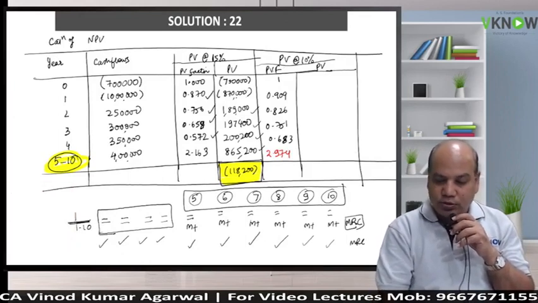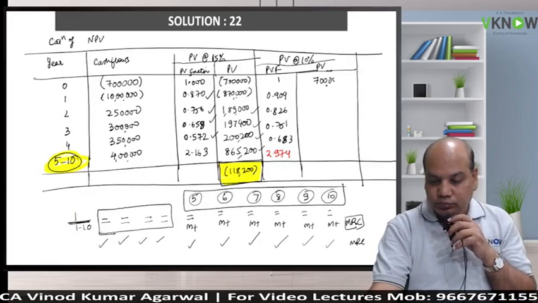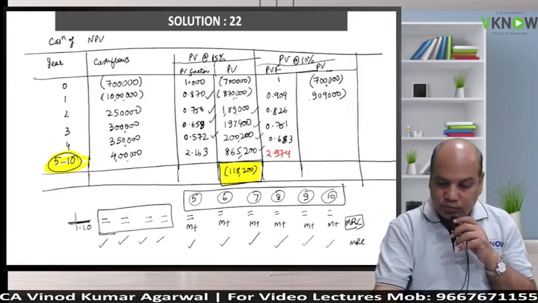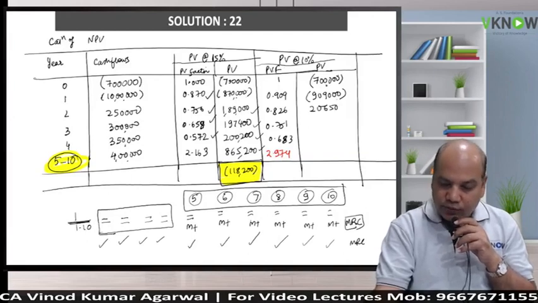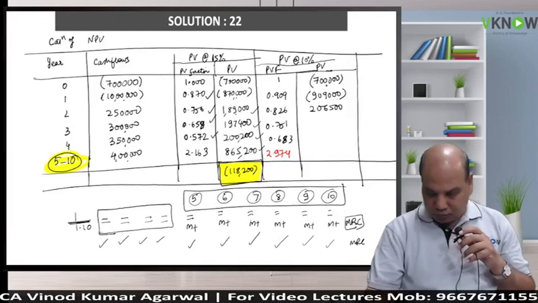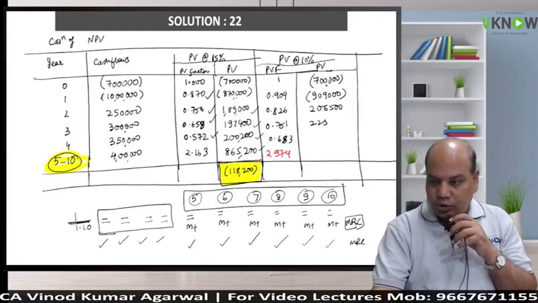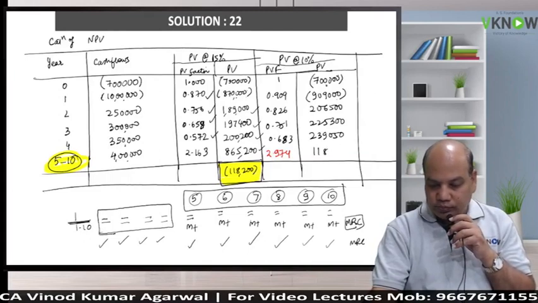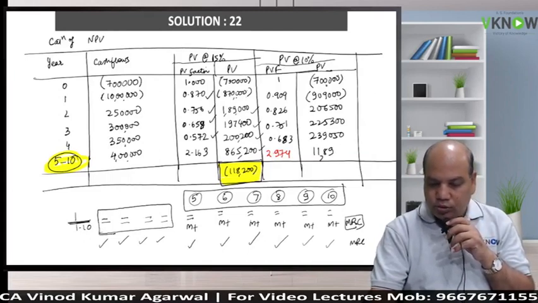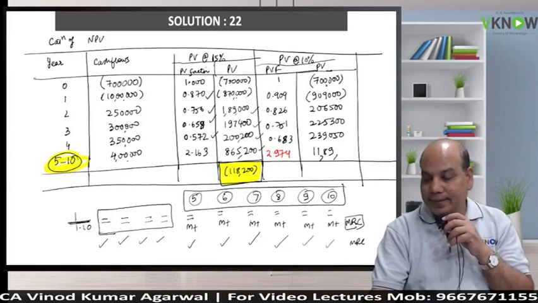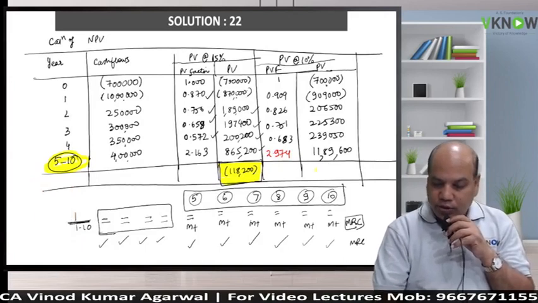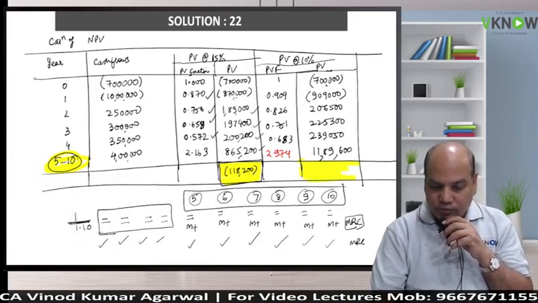Okay. Other students will multiply now. Sir, 7,909. 7 lakh 9,09,000. 9,09,000 in bracket. 2,06,500. Very good. Come on, next. 2,25,300. 2 lakh 25,300. Amazing. 2,39,050. Very good. And last one, 4 lakh into 2.974. 11,89,600. Dear student, you are requested to tell me NPV of the last column.